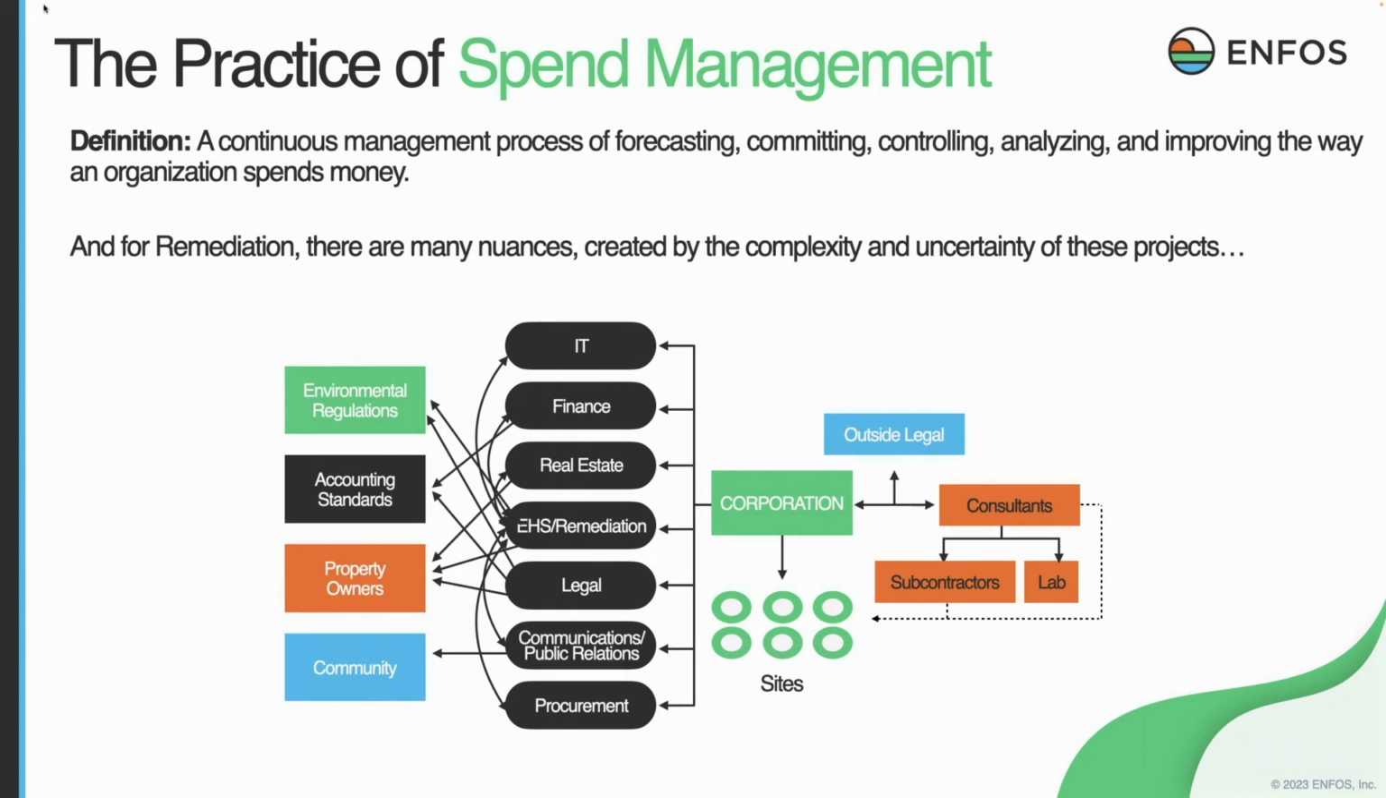On the very left-hand side of the graphic, you can see the external factors. And these are kind of large categories, but certainly we have environmental regulations, we have accounting standards that I mentioned, you have property owners, not only of the property of interest, but also the surrounding properties within a certain radius of the contaminated site, and then the community at large. Everything to the right of that is internal.